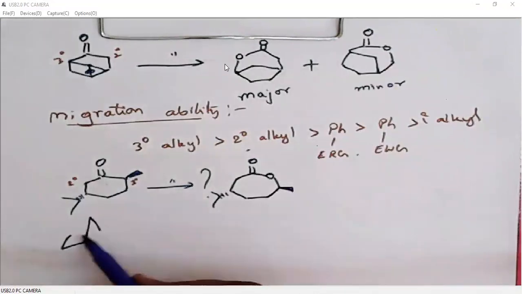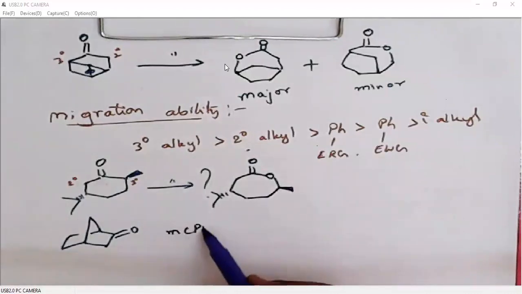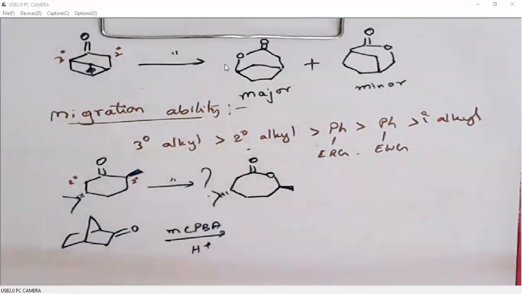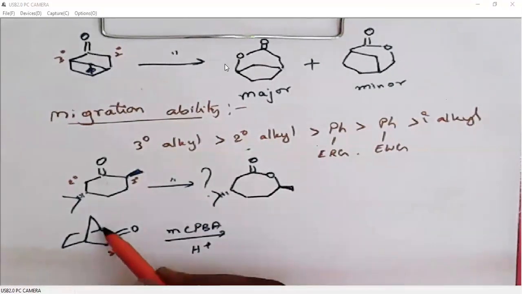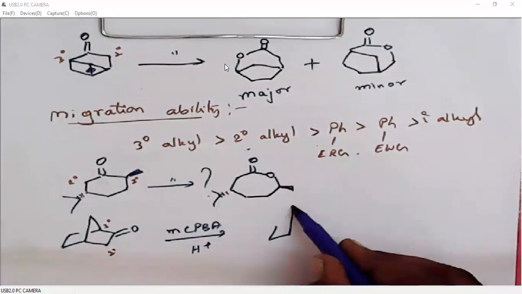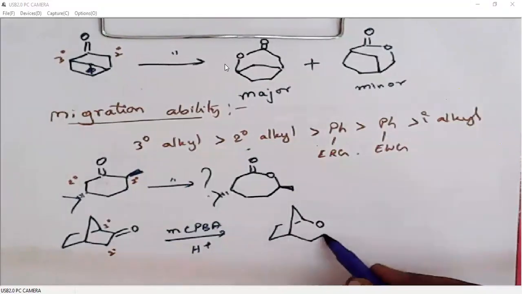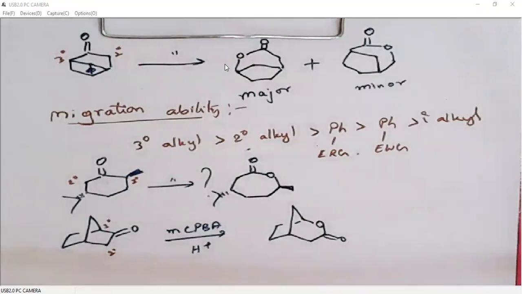Baeyer-Villiger oxidation can also be done under acidic conditions. When we do Baeyer-Villiger oxidation on this norbornone with MCPBA under acidic conditions, what will we get? You can differentiate the two carbons. This is a secondary carbon, this is a tertiary carbon. So the tertiary carbon migrates faster compared to the secondary carbon. So we will get an oxygen here and a carbonyl. So this is the product, right?